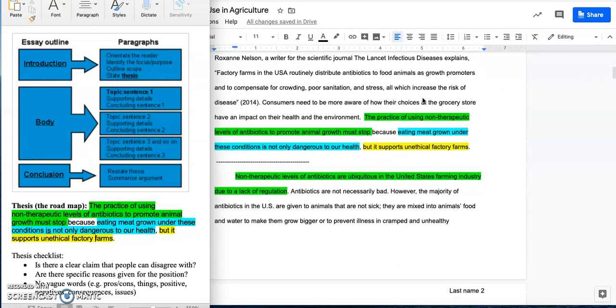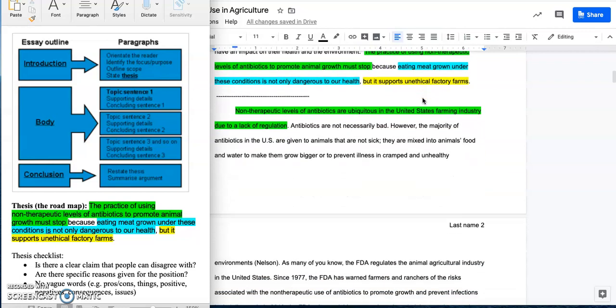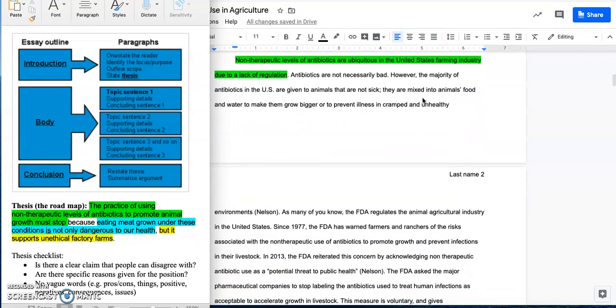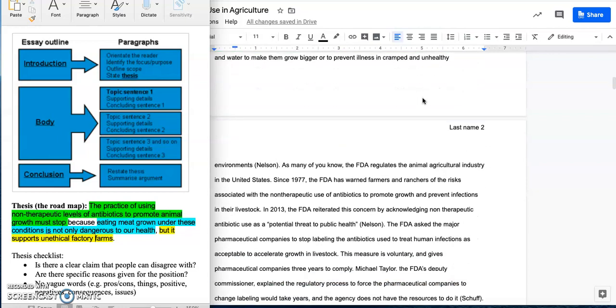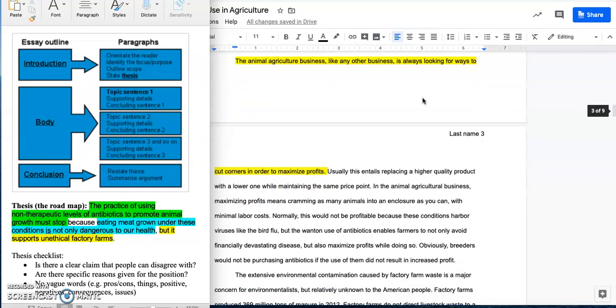Thesis statement. The practice of using non-therapeutic levels of antibiotics to promote animal growth must stop because eating meat grown under these conditions is not only dangerous to our health, but it supports unethical factory farms. Topic sentence. Non-therapeutic levels of antibiotics are ubiquitous in the United States farming industry due to a lack of regulation. Next topic sentence. The animal agricultural business, like many other businesses, is always looking for ways to cut corners in order to maximize profits, the unethical part.